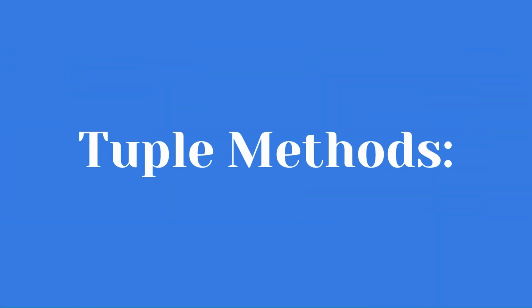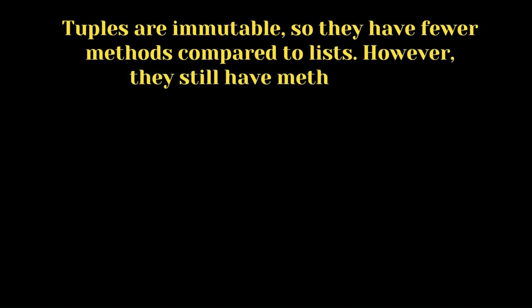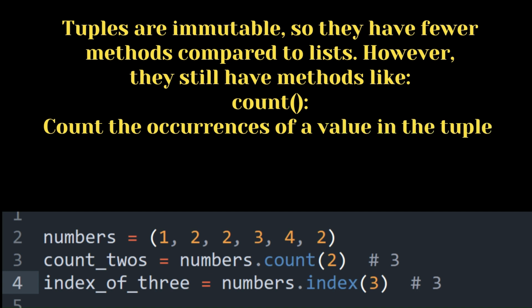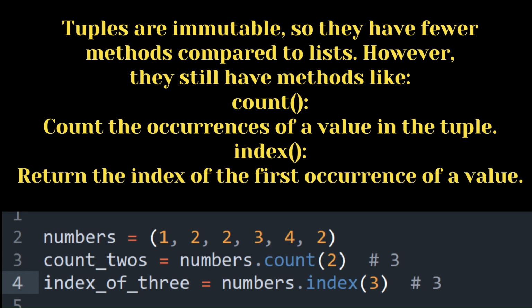Tuple methods. Tuples are immutable, so they have fewer methods compared to lists. However, they still have methods like count, which counts the occurrences of a value in the tuple, and index, which returns the index of the first occurrence of a value.